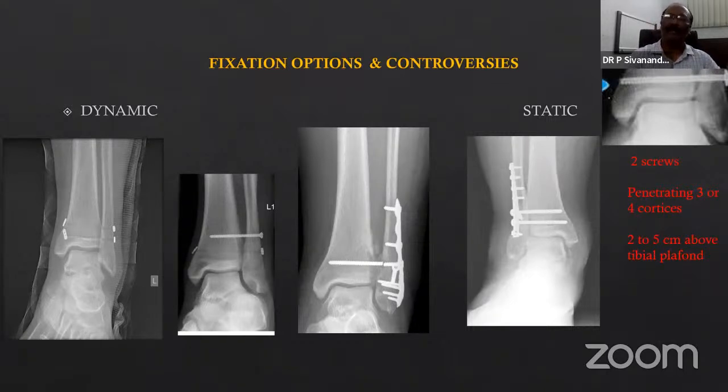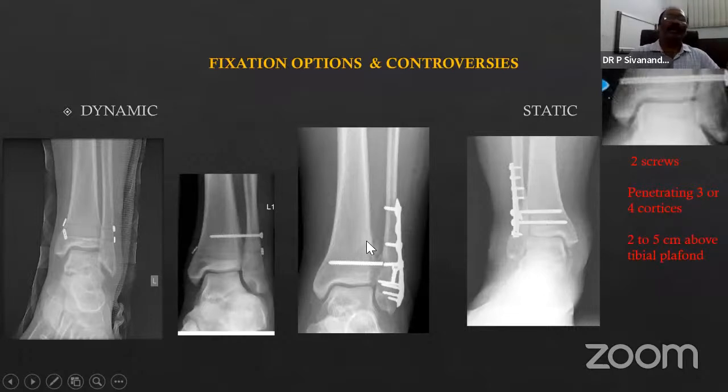These are the results the studies have shown. Once you apply four cortices and the screw is fractured, removal of the screw will be very easy. If you apply three cortices, it is difficult to remove the screw. So you can leave the screw, nothing will happen. The only thing is, you have to tell the patient before that and assure the patient.